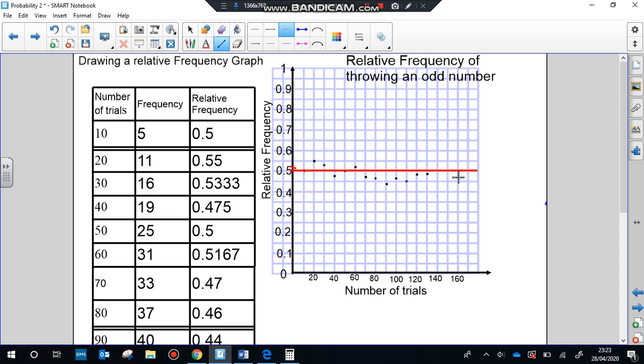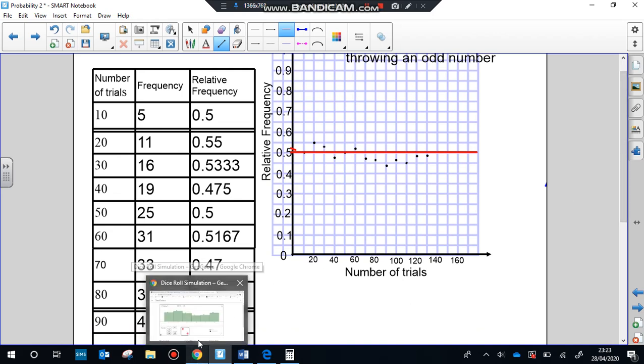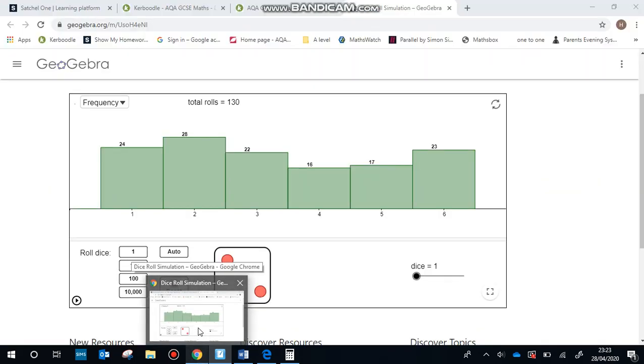Okay, so again, if you would like to have a go at that on your own, then use that simulator again. You could just Google dice roll simulation. I'm sure you'd find it, but it is on Show My Homework.